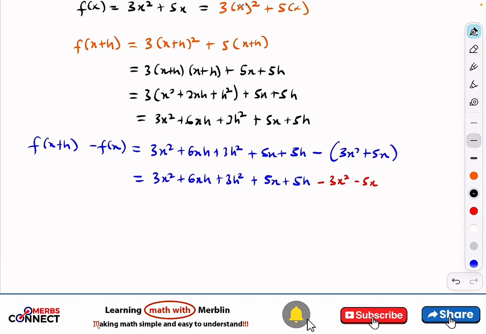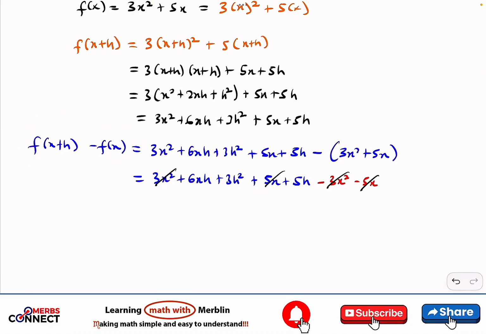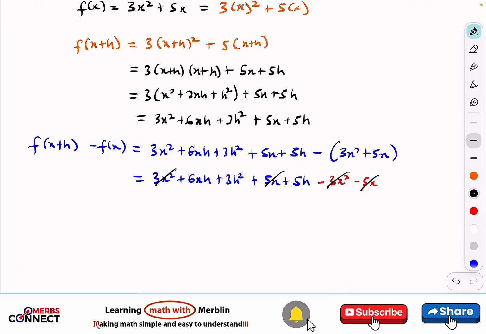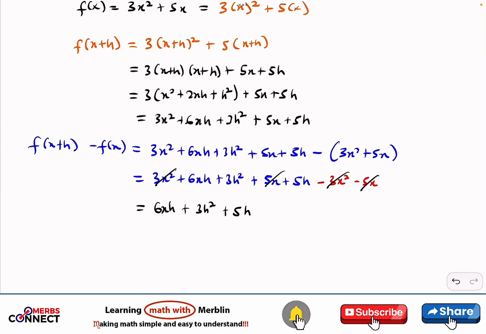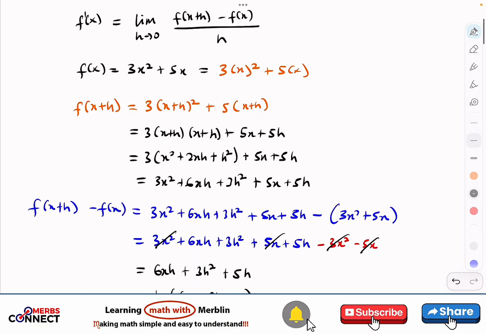So now this will cancel this, and then this one too will cancel this. So as I said, as soon as you are finding for this and you do the cancellation, all the terms left should have h. So if you don't have h in that, then it means that you are getting something wrong. So this is 6xh plus 3h squared plus 5h. So you see that every term here is involved with h. So now I can factor h out and have h(6x plus 3h plus 5). Good. So now I was able to find this.